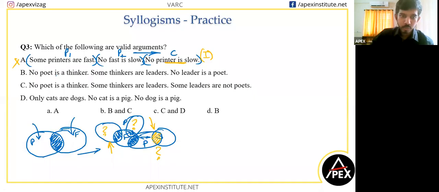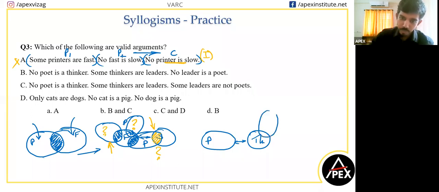Now let's do the next one. No poet is a thinker. Yeah, mutually exclusive. Always gap between the two. Some thinkers are leaders. Can we use the same diagram? Some thinkers are leaders. And these are the leaders who are also thinkers. So premise 1 and premise 2.